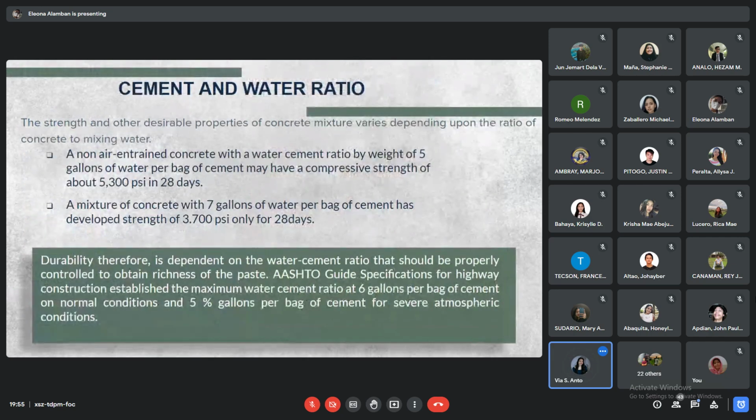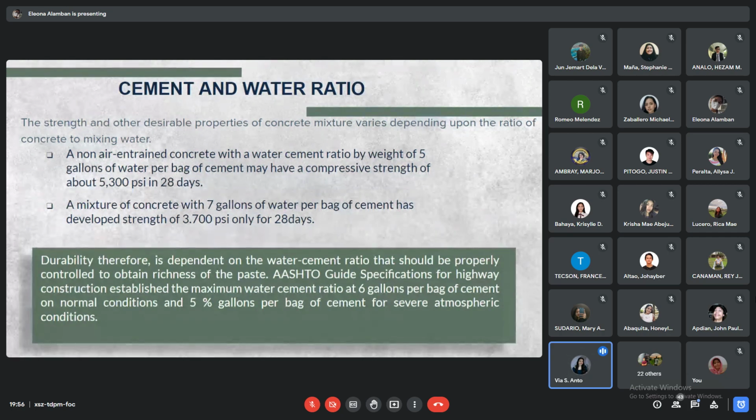Next. So, cement and water ratio. The strength and other desirable properties of concrete mixture vary depending upon the ratio of cement to mixing water. So in a non-air-entrained concrete with a water-cement ratio of 5 gallons of water per bag of cement, it may have a compressive strength of about 5,300 psi in 28 days. So, in a mixture of concrete with 7 gallons of water per bag of cement, it has developed a strength of only 3,700 psi in 28 days.